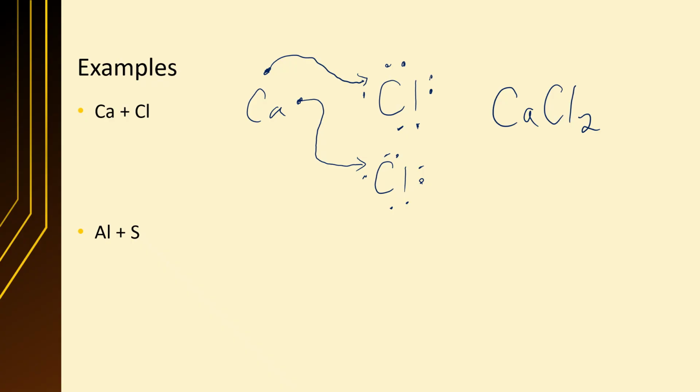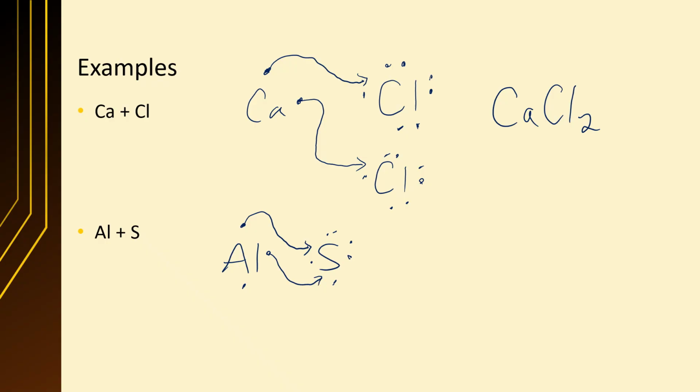Last one, aluminum and sulfur. Aluminum is in group 13. It has 3 valence electrons. Sulfur is in group 16. It has 6 valence electrons. I'm going to transfer from the aluminum, because it's the metal, over to sulfur. So that one can fill in. This one can fill in. But I ran out of empty spaces in sulfur.